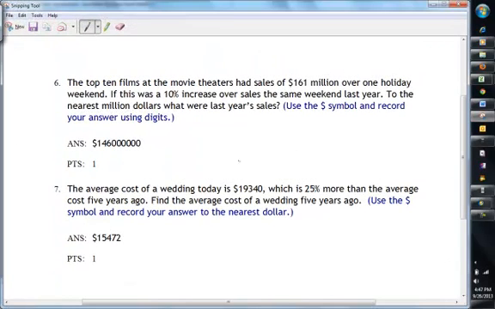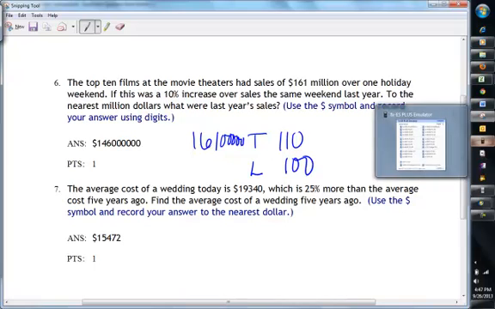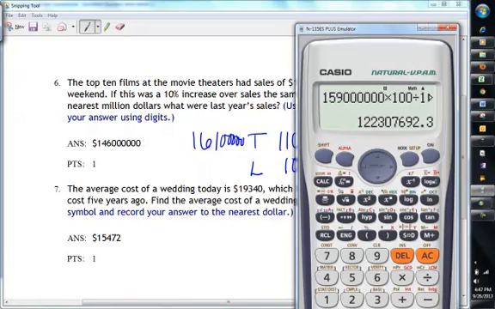Top 10 movies at theaters had $161 million over one holiday weekend. This was a 10% increase over the same week last year. So 110% this year, and that's $161 million. So cross multiply and divide, and we're supposed to round to the nearest million. 161 times 100 divided by 110 gives us 146 million, rounded to the nearest million.